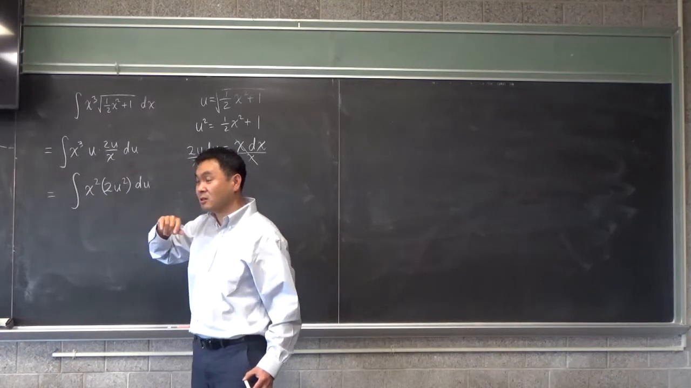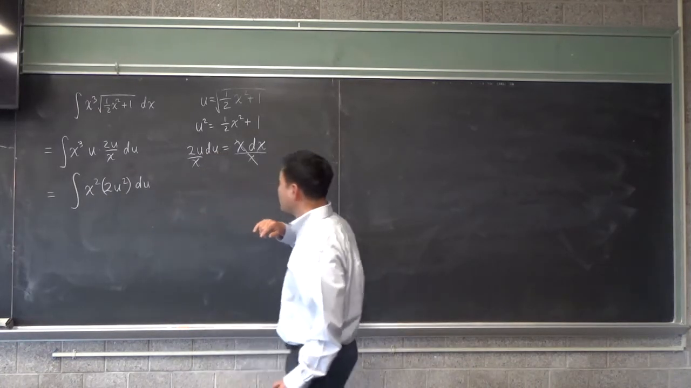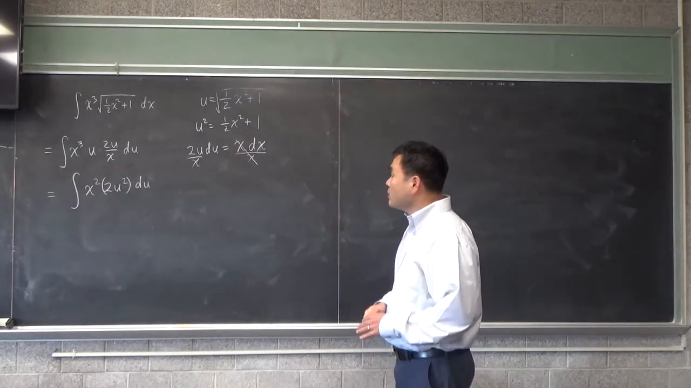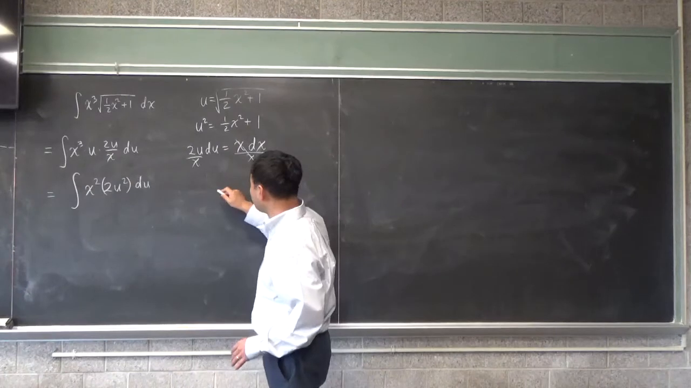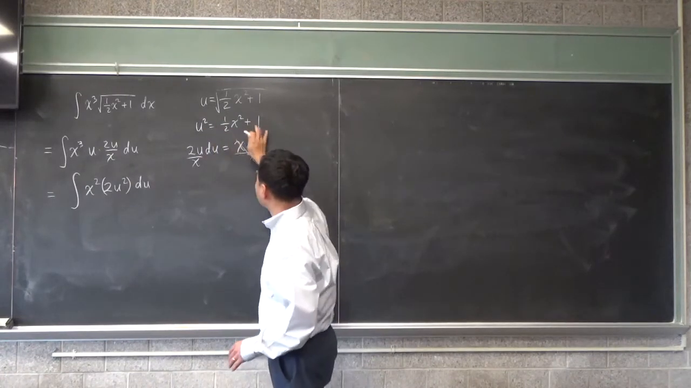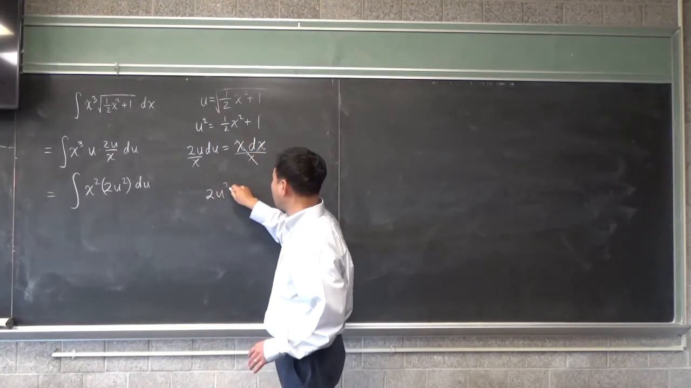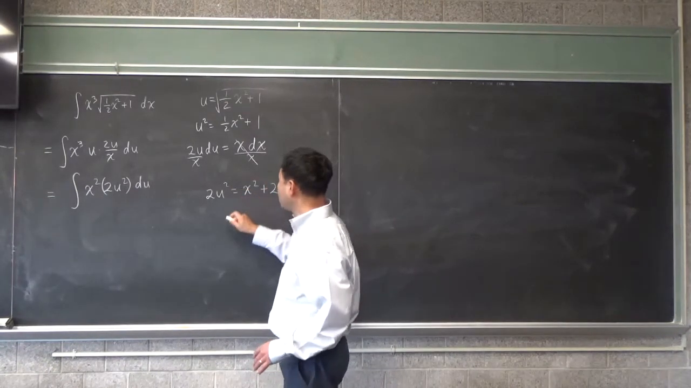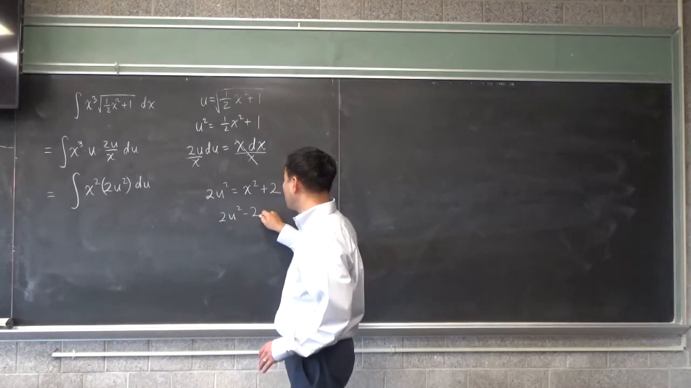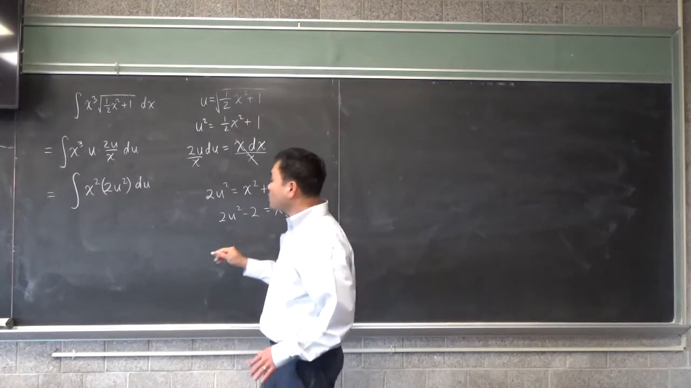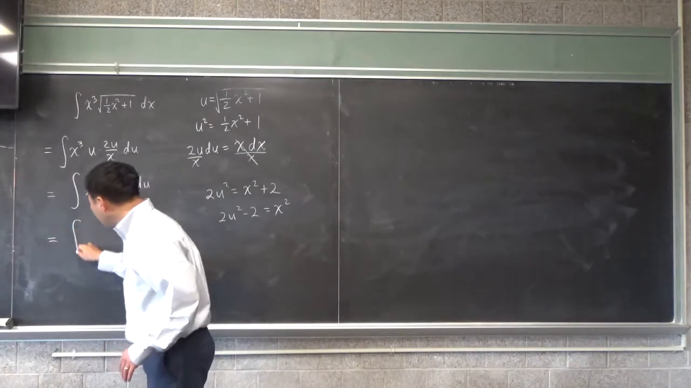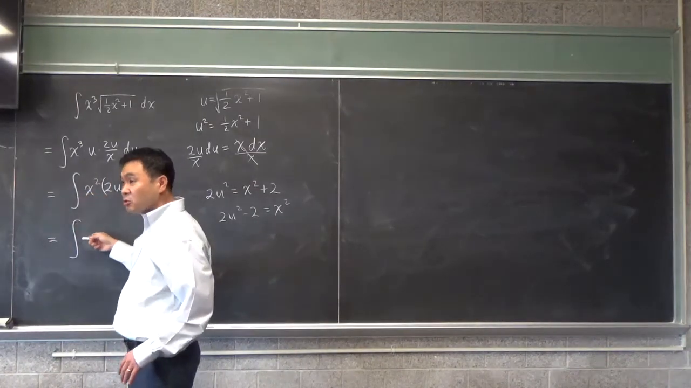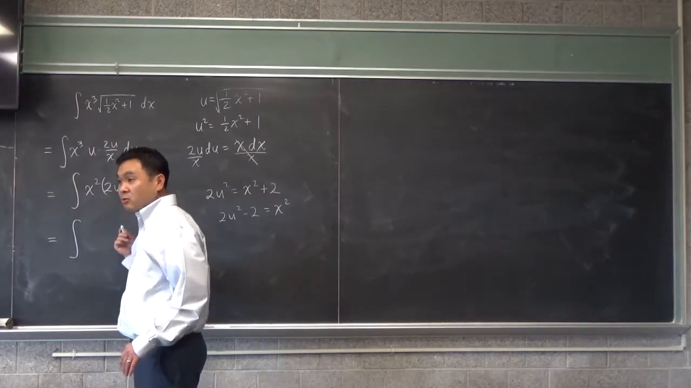Yes? 2u equals x. Can we replace that? No. You write x squared in terms of u. Yeah, you have to take this one and solve for x squared. So if I multiply both sides by 2, you get 2u squared equals x squared plus 2, right? And then I can subtract 2, so you get 2u squared minus 2 equals x squared. In other words, you have to finish converting every x that you see in terms of u before you do any other integration. Okay?